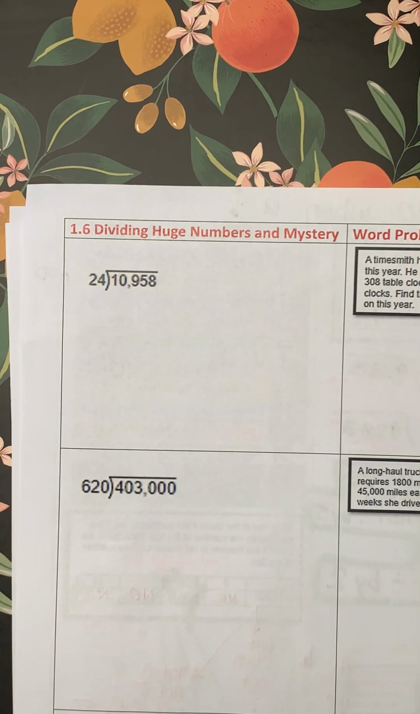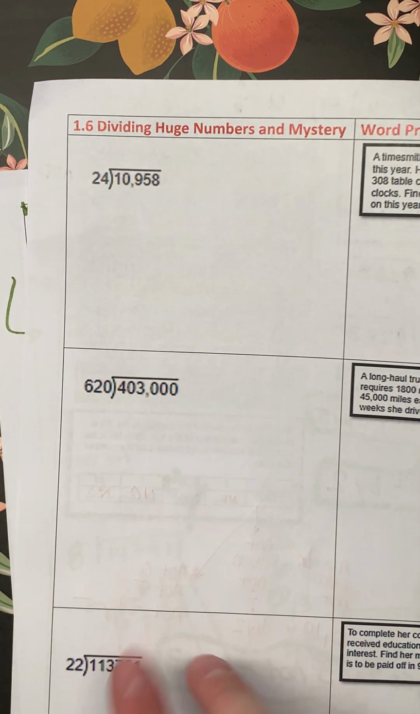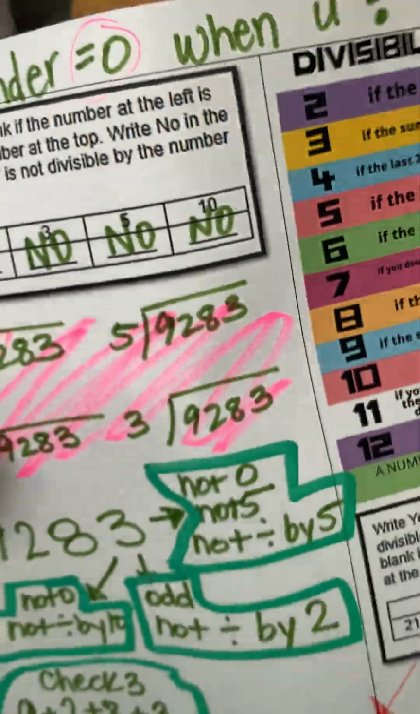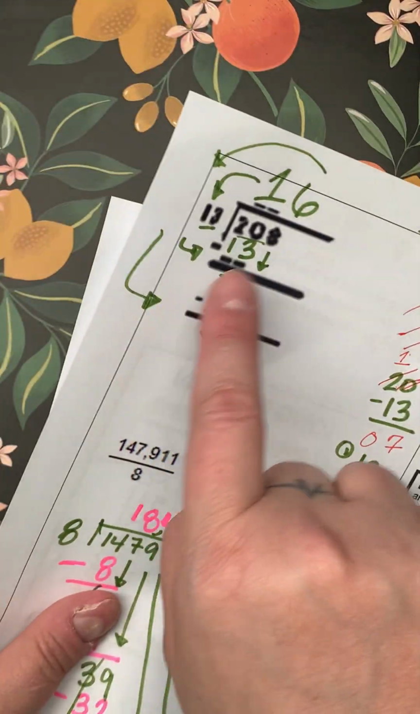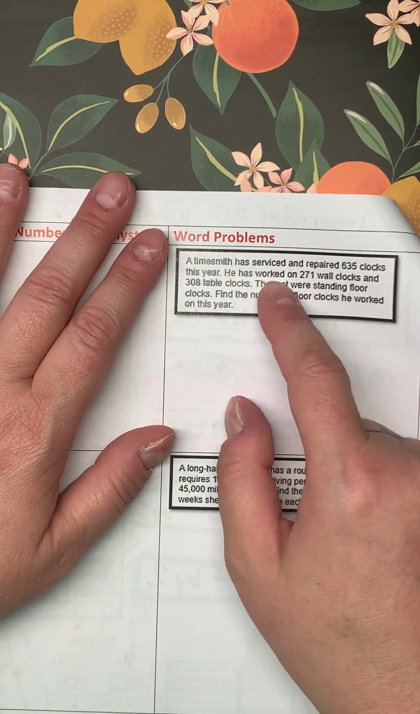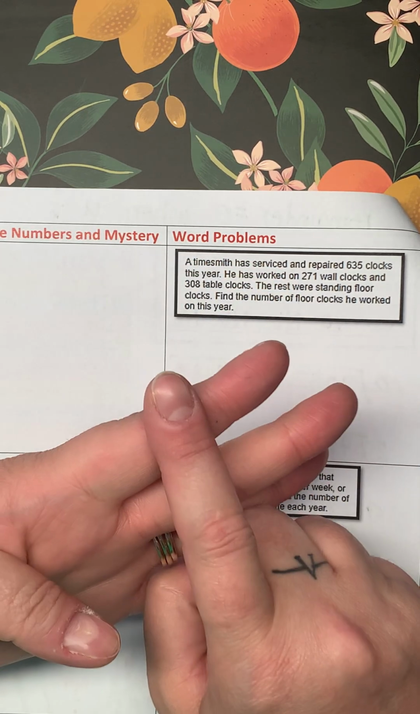Okay, let's look at 1.6. 1.6 is about dividing really big numbers, which means probably crazier multiplication when you're trying to figure out what can divide into it. And then it also has some mystery word problems, which are just word problems either asking you to add, subtract, multiply, or divide.